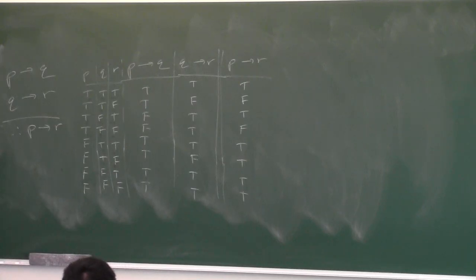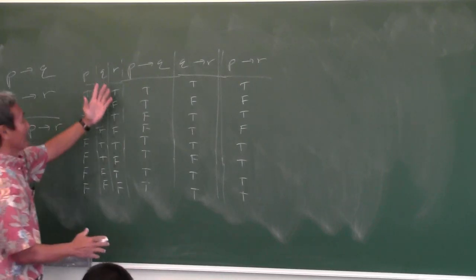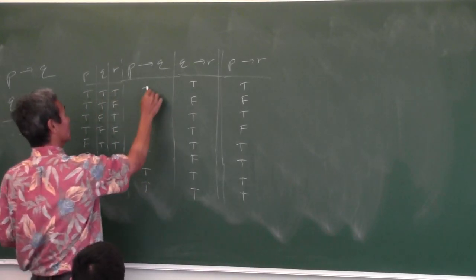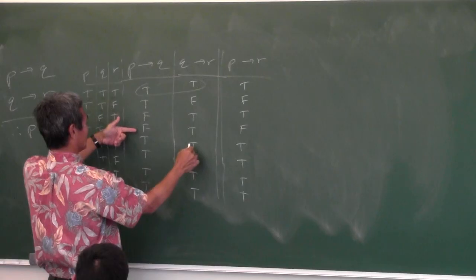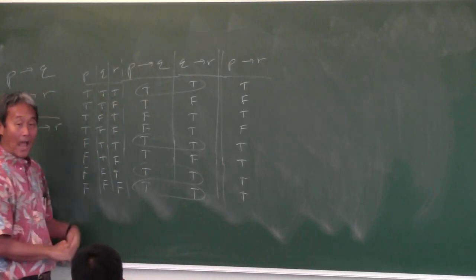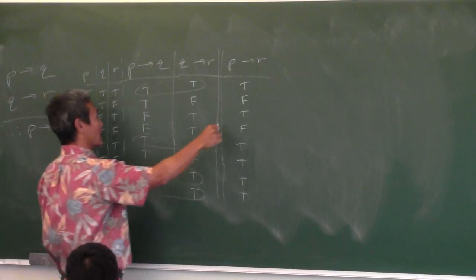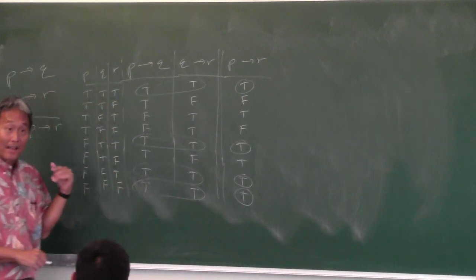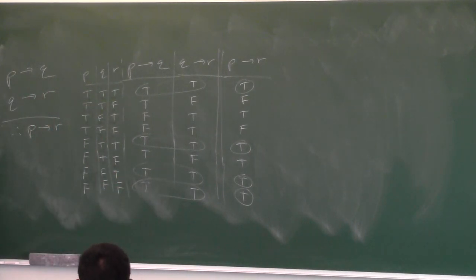That's a conditional statement. Okay, now, these are the two premises, and what lines are the premises true? Line 1, line 5, line 7, and 8. And in those four lines, does the conclusion come out true every single time? Yes, so therefore this is a valid argument. Now, don't get that mixed up with true, because every year they say, oh, the argument is true. No, that's not. Statements are true or false. Arguments, which are made up of statements, are either valid or invalid.